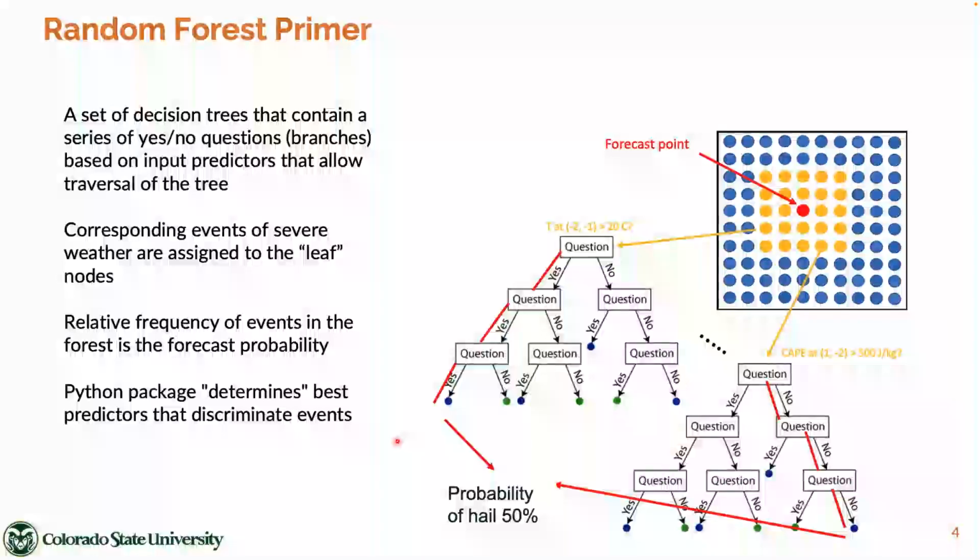And so the machine learning method that we use is called random forests, and it's basically just a variant of decision trees. And so decision trees, that concept is probably fairly familiar.